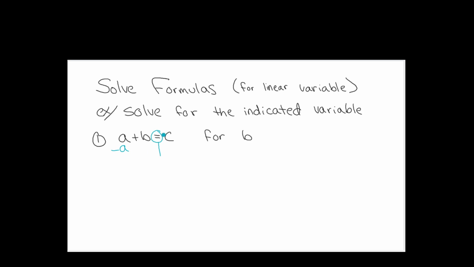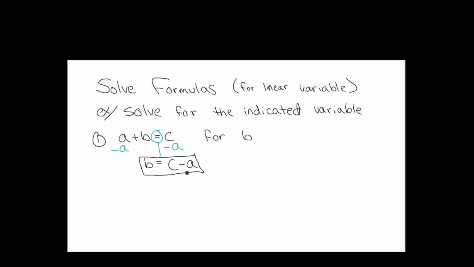And what we do to one side of the equation, we must do the same to the other side. So we're left with b equals, order matters here, but you could write negative a plus c if you really wanted to. I'm just going to go ahead and leave it as c minus a. I can't combine them because they're not like terms. B is by itself, so we have solved for b.